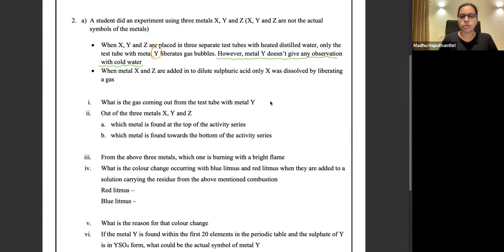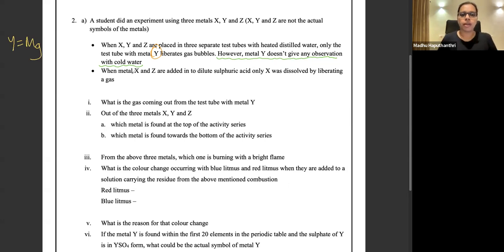Can you suspect who this Y is here? Any idea? The metal that cannot react with cold water but can react with hot water. All right, very good. So here our Y is magnesium.